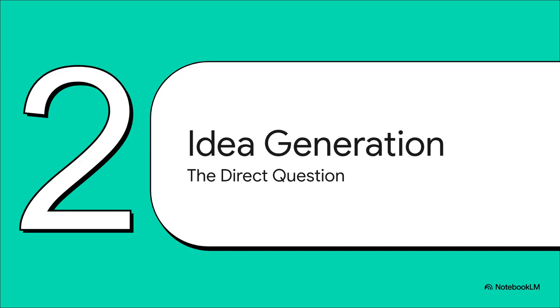Okay, so once you understand the specific question, you need ideas. But I want you to forget everything you know about brainstorming. We're going to use something called the direct questioning method. It is a much smarter, faster way to get perfect ideas that are actually relevant.